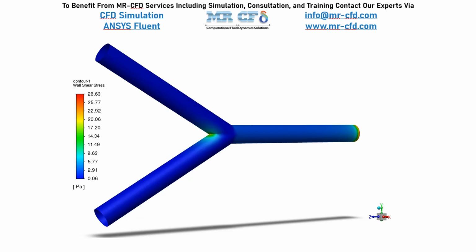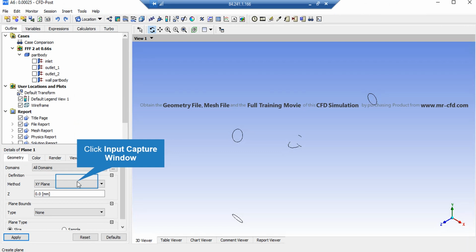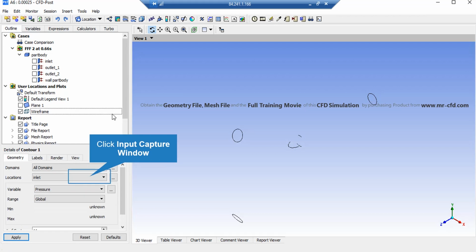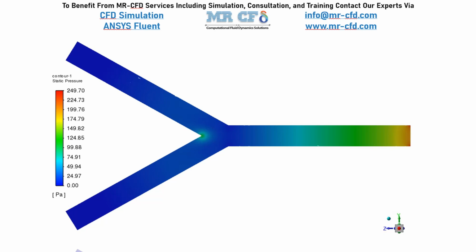On the lower left side of the software window, in front of the method, we select the YZ plane and we set the value of X unchanged so that this plane will be created in the middle section of our geometry. After that, in front of the locations, this time we can select our defined plane, and in front of the variable, for example, we select pressure and then click on the apply button. And now in this slide, you can easily see the pressure distribution in the middle section of our geometry.